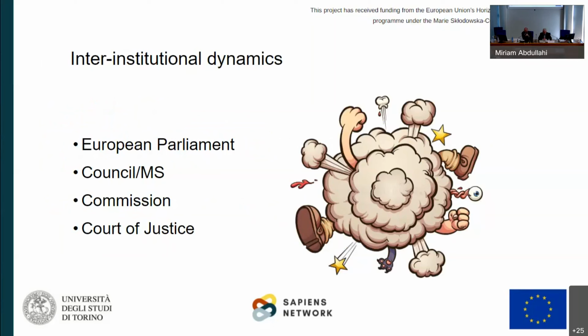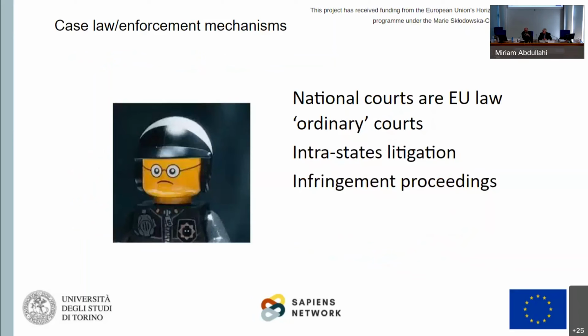And the interesting thing about the 2014 reform was that there was a lot of interinstitutional dynamics. The European Parliament finally got involved. Public procurement was not something arcane for a few member states to discuss among themselves. Politicians got involved. Also very important, courts. This is a big difference between GPA and EU law.